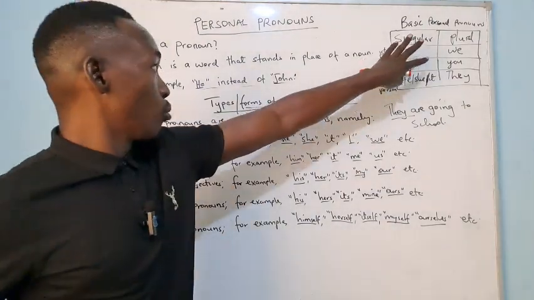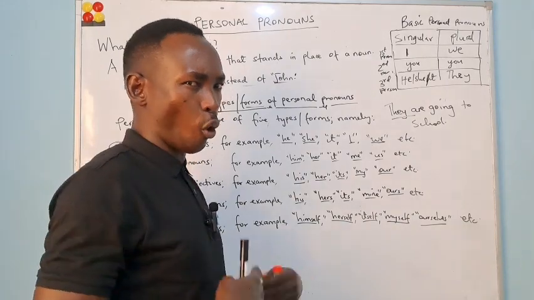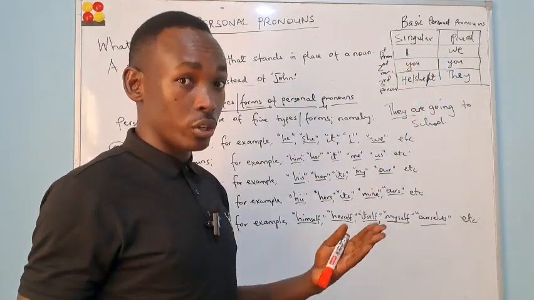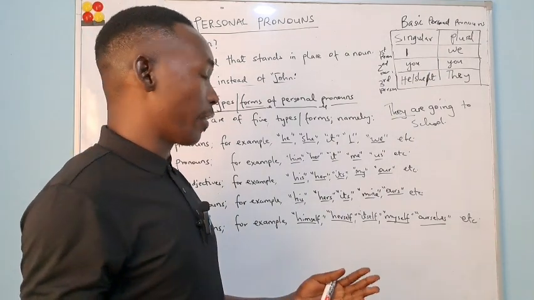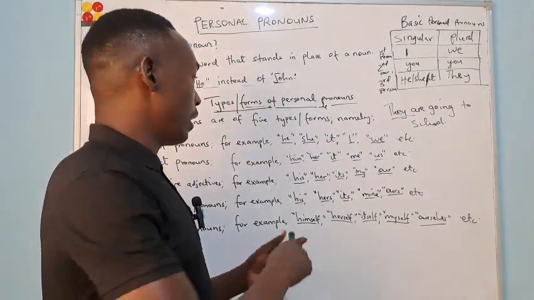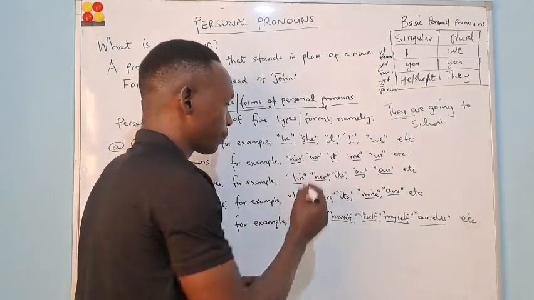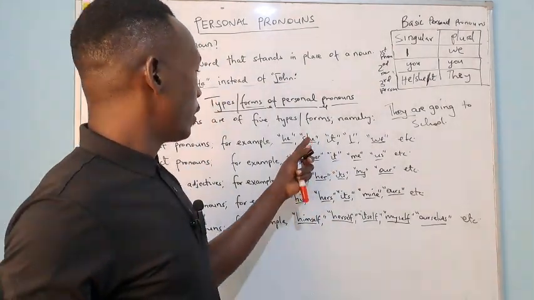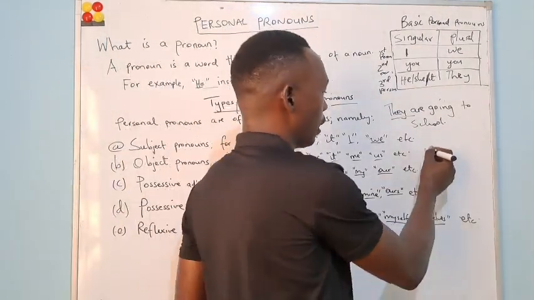So from these, we can get object pronouns, or they can transform to objects. When they transform, they get another structure. For example, he turns into him. She turns to her. For example, you can say, I love her.